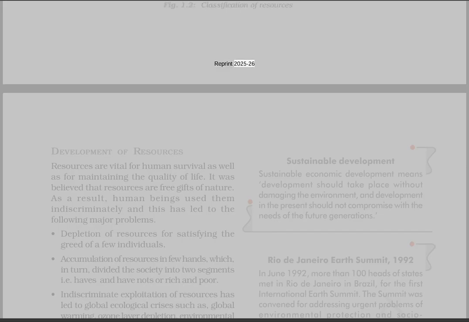Development of resources. Resources are vital for human survival as well as for maintaining the quality of life. It was believed that resources are free gifts of nature. As a result, human beings use them indiscriminately, and this has led to the following major problems.